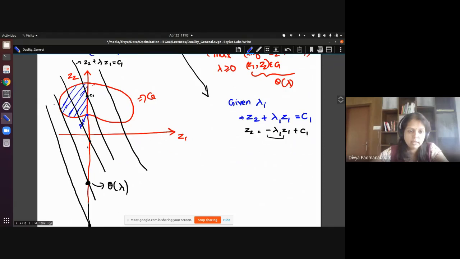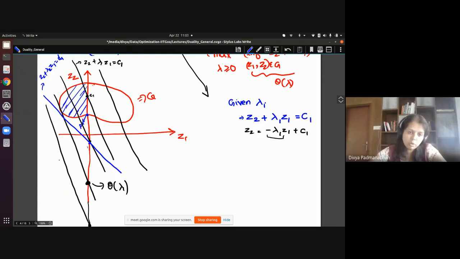So suppose I took lambda as something like this, a slope of this form. So this probably will give me a better lower bound, right? If I look at the intercepts, let me call this z2 plus lambda 2 z1. So I'm taking another lambda value, and let me say this is d1. So this is another intercept I'm getting.